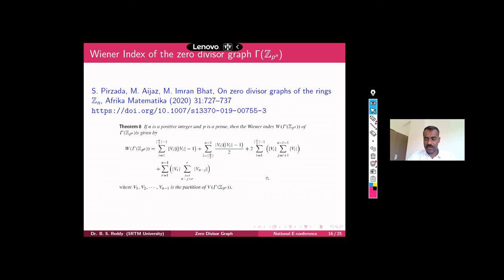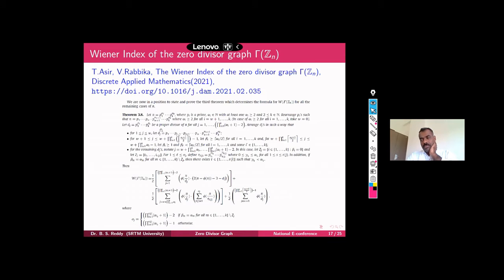And next one, after their work, you can see that it is even latest, 2020-21. The Wiener index for any natural number n, that means the Wiener index of the zero divisor graph of Zn, they have calculated. T. Asir, you all might have heard his talk in this refresher course, even though he didn't talk about Wiener index. Along with his student, they have calculated the Wiener index of the zero divisor graph of Zn for any natural number n. So at least the Wiener index for Zn is now complete.